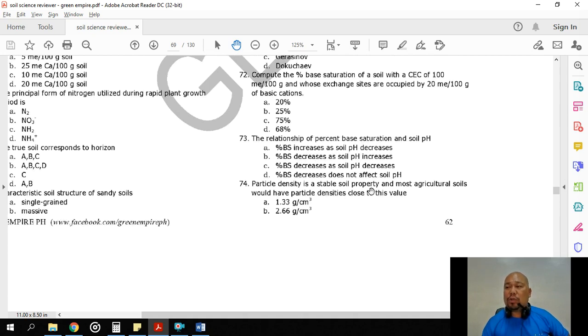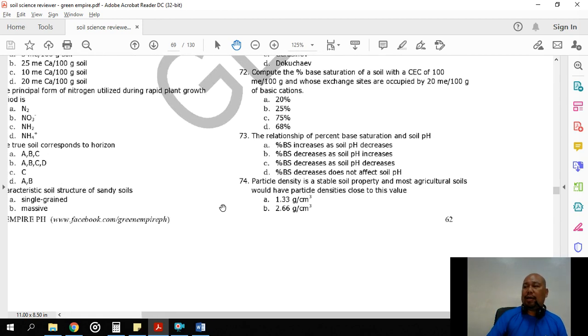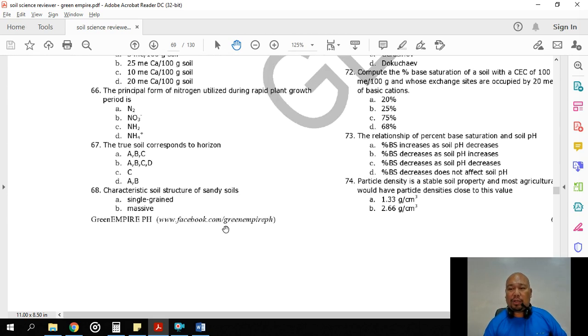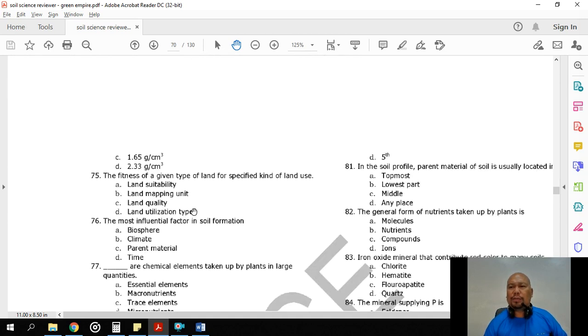Particle density is a stable soil property and most agricultural soils would have a particle density close to this value. This one is 2.66 or 2.65 particle density. Okay? Bulk density is generally a smaller value. Typically, here in letter A, 1.33, but it varies so much from one soil to another. That would depend on the compactness. So how compact is that particular soil? Again, it is a stable property for most soils. This is actually the density of quartz. So most of the mineral in our soil is quartz. The density of quartz is around 2.66 grams per cubic centimeter. That's why it's more or less constant.